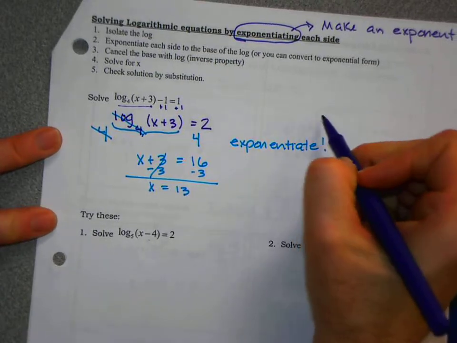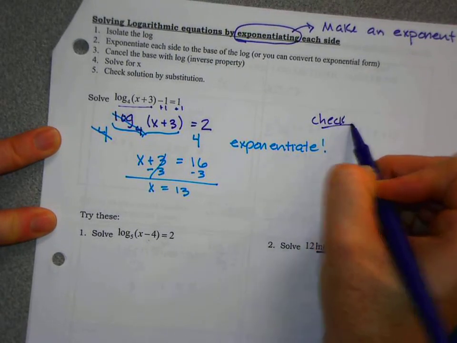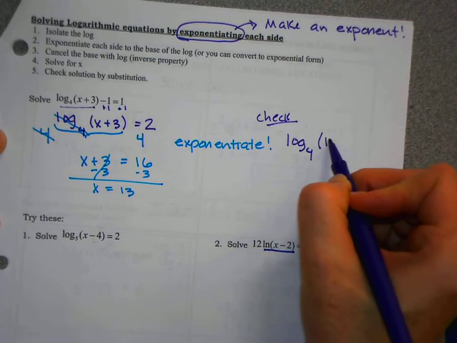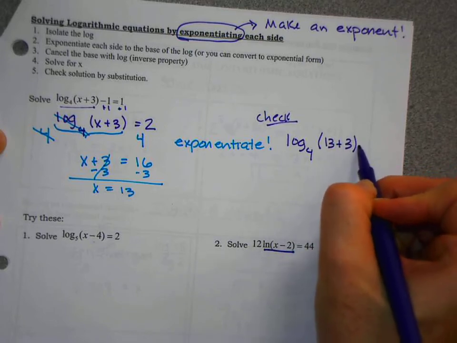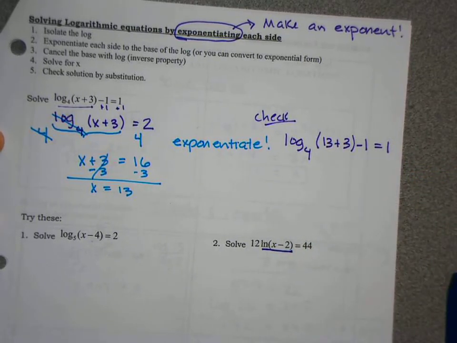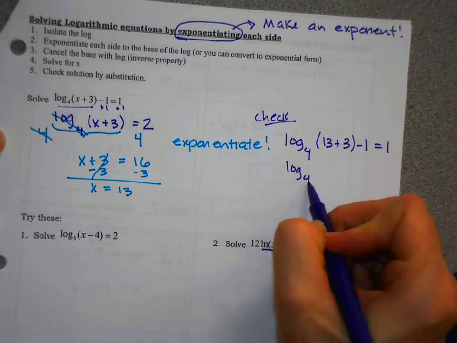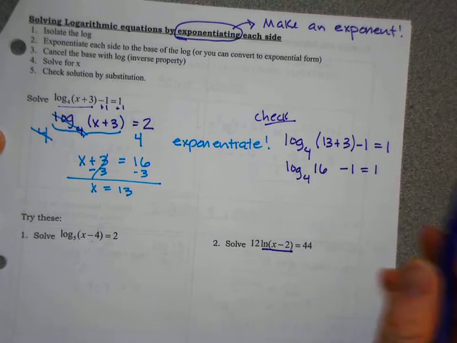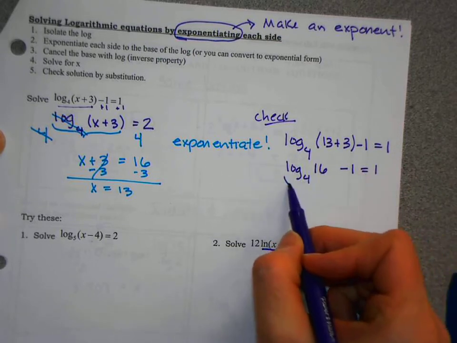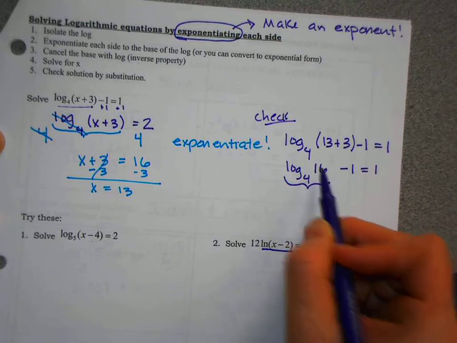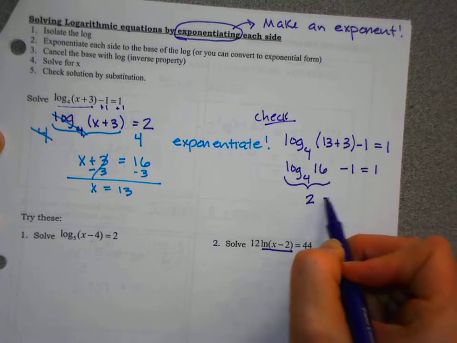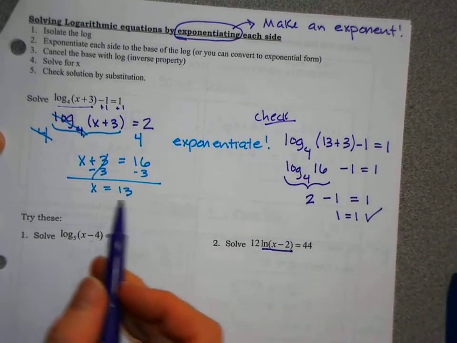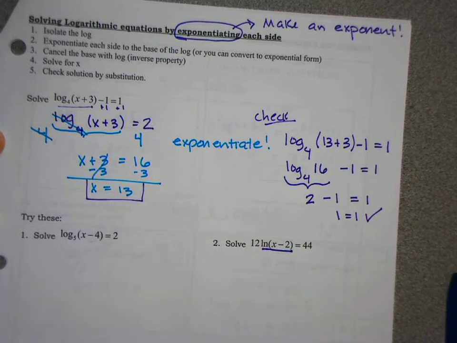Now I must check by substitution to make sure that my solution is valid. So I check the log base 4, plug in 13 plus 3, minus 1 equals 1. Let's see if it does. So the log base 4 of 16 minus 1 equals 1. Let's evaluate this. 4 to what power is 16? 2. 2 minus 1 equals 1. 1 equals 1. Check. So x equals 13 is a valid solution.